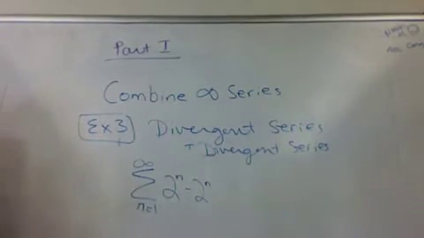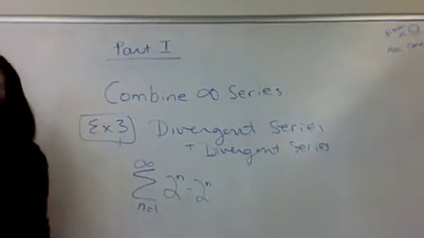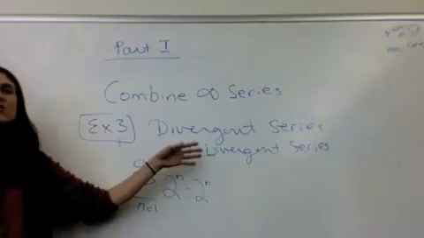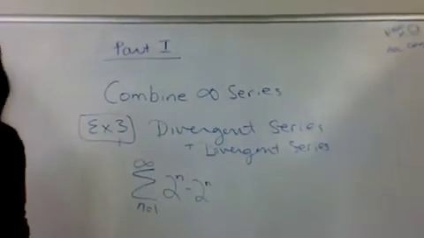All right. So the moral of the story: convergent plus convergent is convergent. Convergent plus divergent is divergent. Divergent. Just check. It's like a dominant trait.